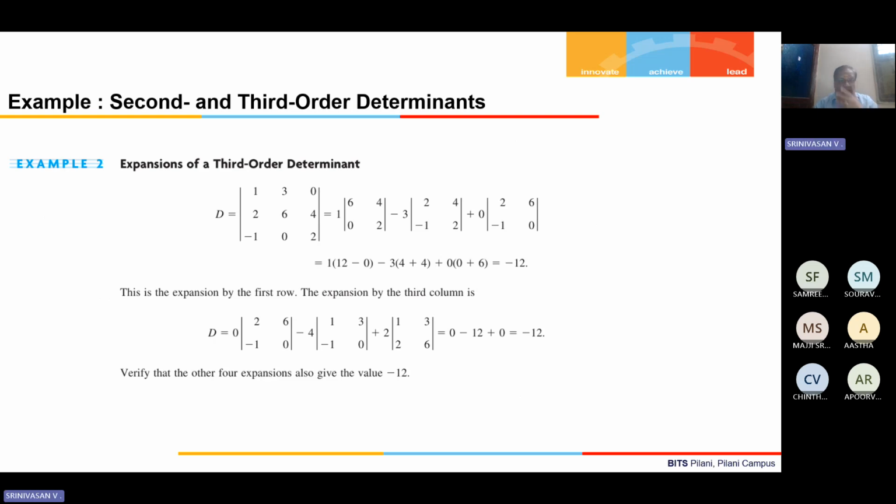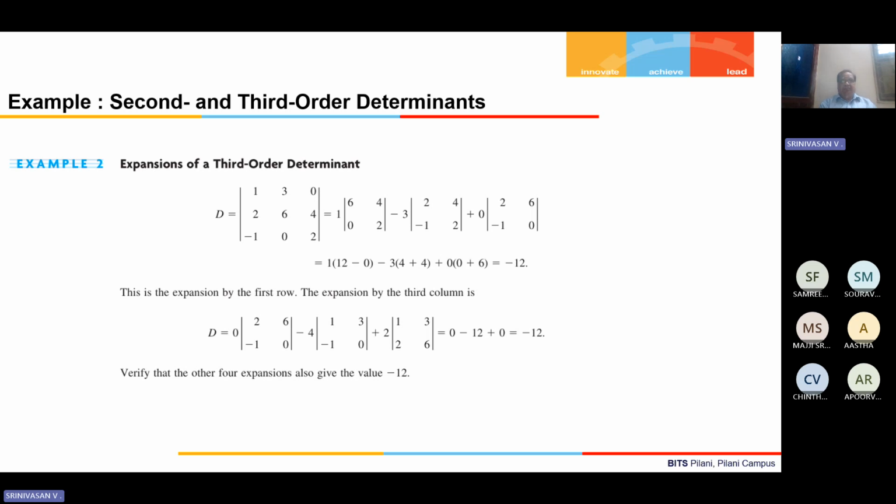Expansion of a third order determinant, that is, its value, not equation. So this is your third order determinant, that is 3 by 3. The order of a matrix is the order of the determinant. Okay, so 3 by 3. Let us see how they have done it.